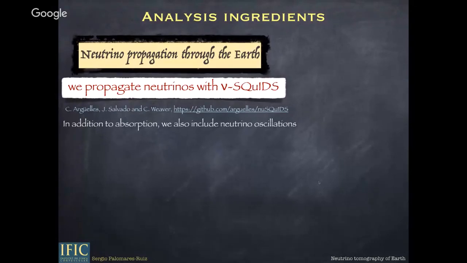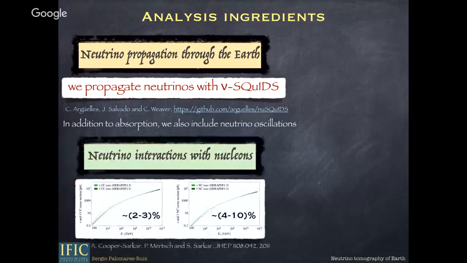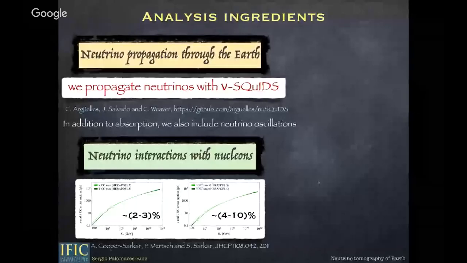structure of the Earth. And we do that by using NuTraCE, a public code created by Carlos Argüelles, Jordi Salvador, and Chris Weaver. We also incorporate, for instance, neutrino oscillations, although at the energies we are interested in, this is not really important. Also, in the propagation of neutrinos through the Earth, and at the detection level, we have to care about neutrino interaction with nucleons. For the energies we are interested in, the uncertainties in the neutrino-nucleon cross-sections are at the level of a few percent. For the antineutrinos it is slightly larger, but this is, in any case, as you will see, smaller than the statistical uncertainties that we have currently.